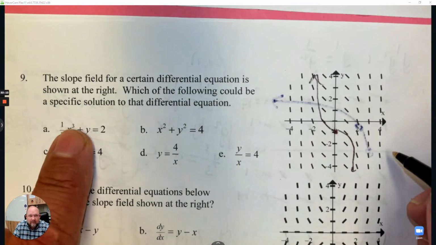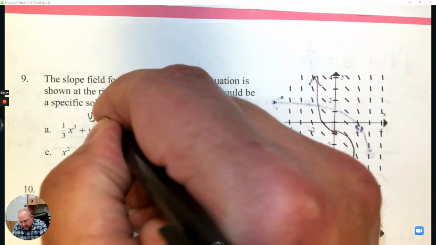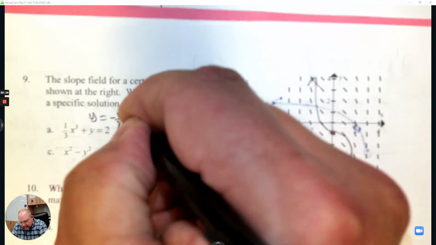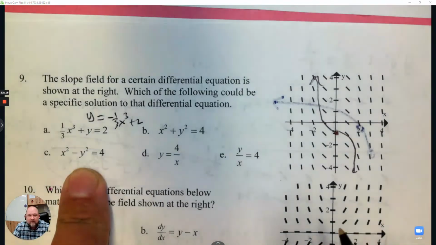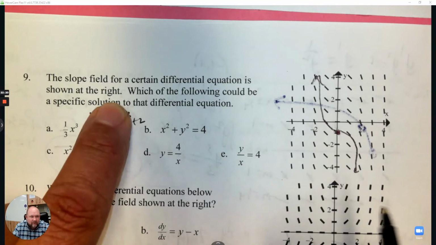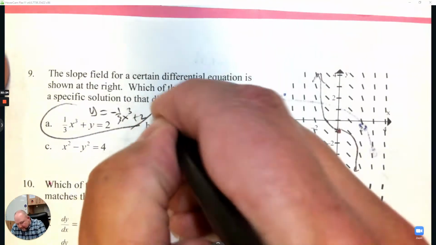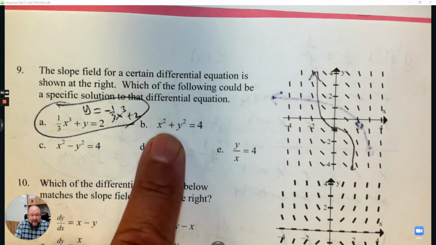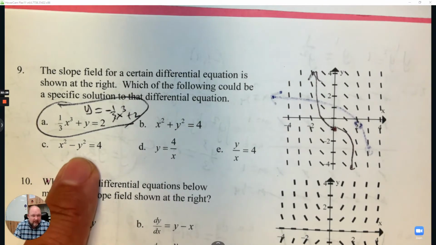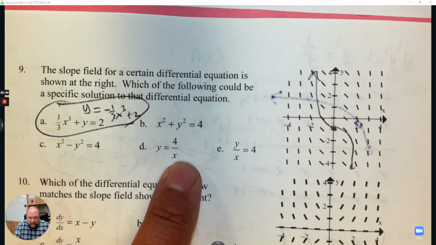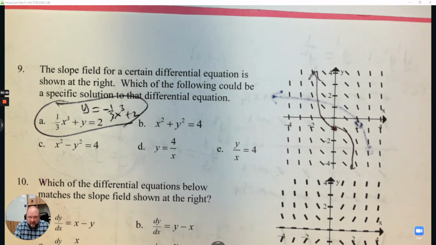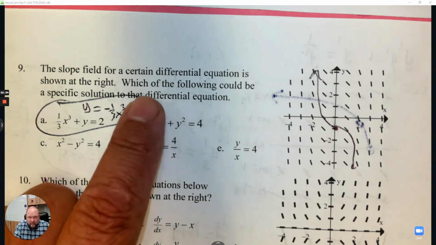So if you solve this one for y, it'd be negative 1/3 x cubed plus 2. And it's a negative x cubed, which means it goes down to the right and up to the left. Knowing that, the answer is A. It's not a circle. It's not a hyperbola. It's not a rational. Like the curves don't match. And same thing here. So this is the one that matches.